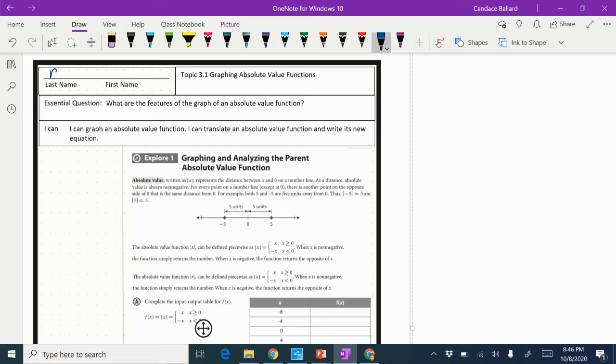Make sure, as always, you're writing your last name and your first name, not my last name and first name, your last name and first name. And then make sure you're writing down the essential question, the I can statement. Remember, that's part of our notes grade.